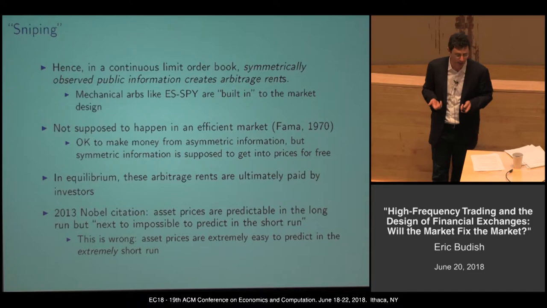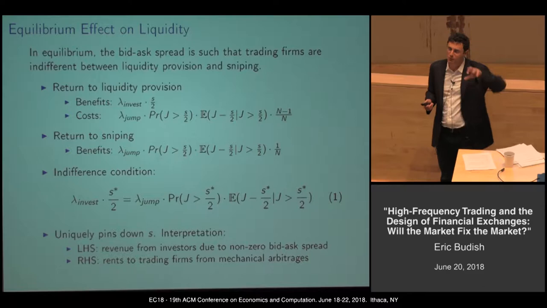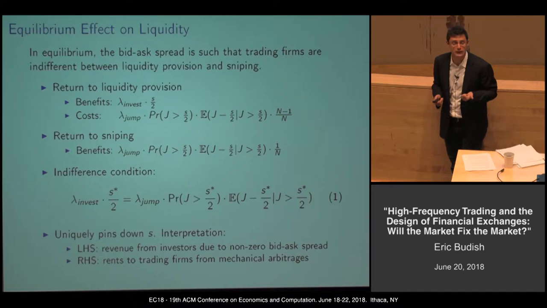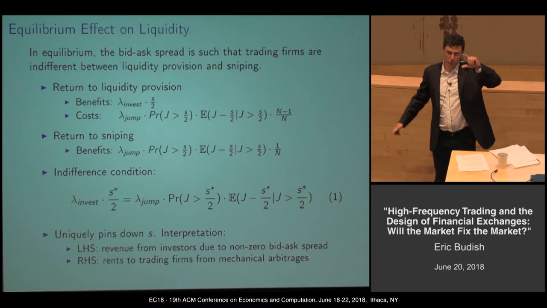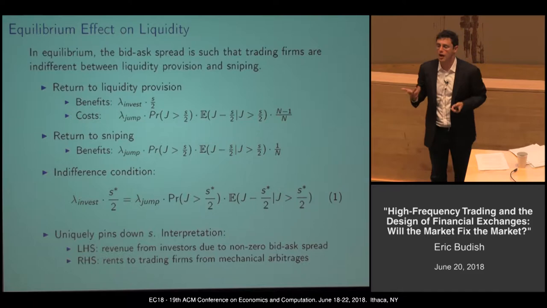more costly liquidity. So there's some details of the equilibrium analysis that I'm going to skip in the interest of time, but the basic intuition is pretty simple once you get the idea of sniping. In equilibrium, trading firms are going to be indifferent between liquidity provision and sniping. Liquidity provision earns revenues from providing liquidity at a bid-ask spread when investors show up and either buy at the ask or sell at the bid. And it suffers costs when there's news and you're not first to react, when you get sniped.